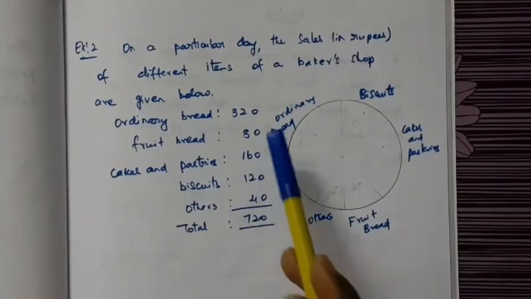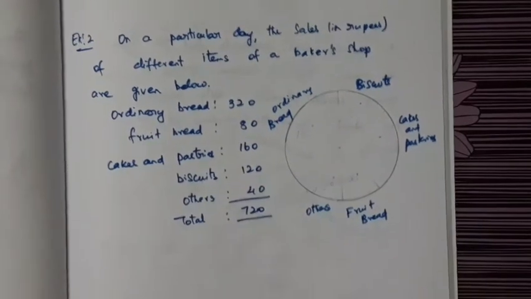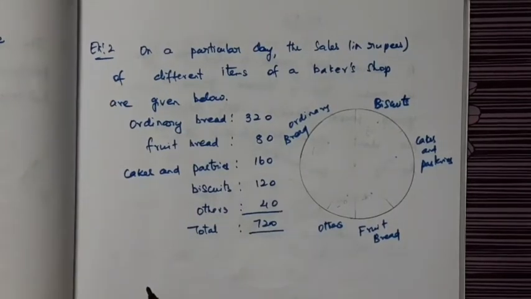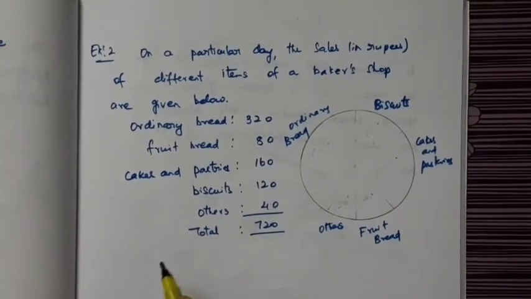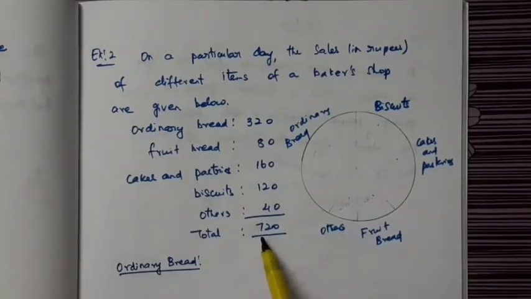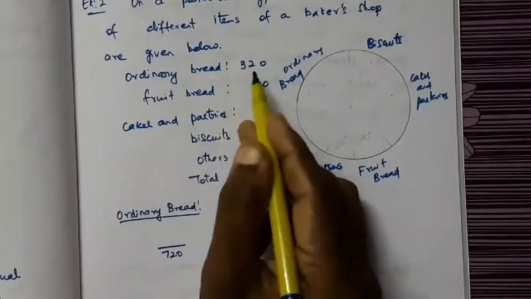So first we have to calculate the angle. Okay, so what we can do is, you have to convert into fractions. From fractions you can convert into angles. The first we can take this ordinary bread. Okay, for ordinary bread, out of the total amount 720, 320 is for ordinary bread.